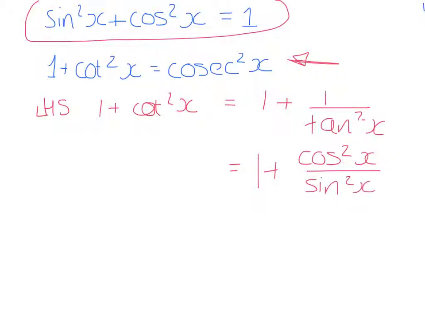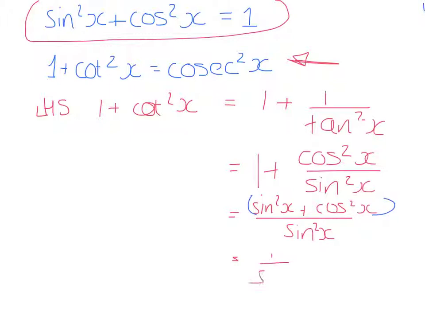Now I'm going to put everything over a common denominator, sine squared x. So I've got sine squared x, because sine squared x over sine squared x will give us 1, plus cos squared x. I know that that top line there is 1. So this is 1 over sine squared x, which is cosec squared x, which is also our right-hand side. And hence we've derived that formula.